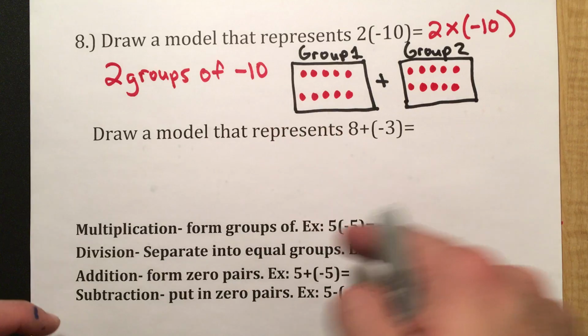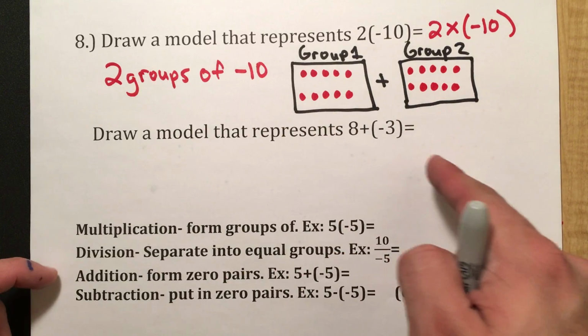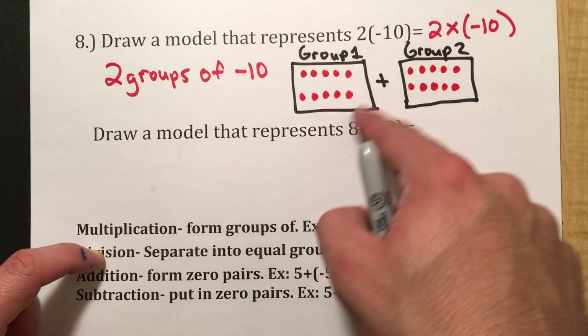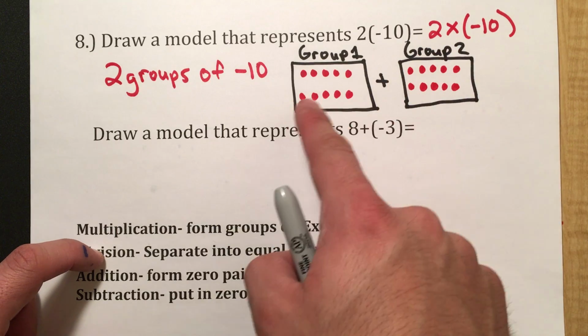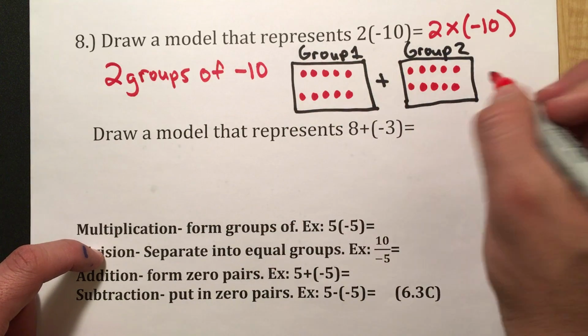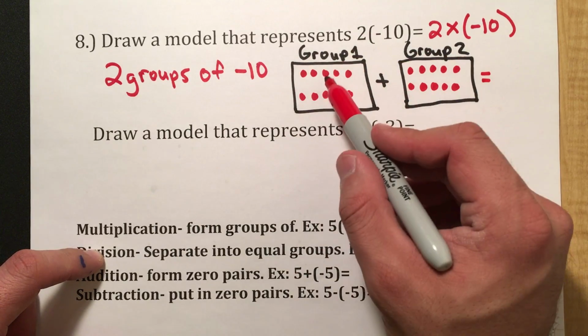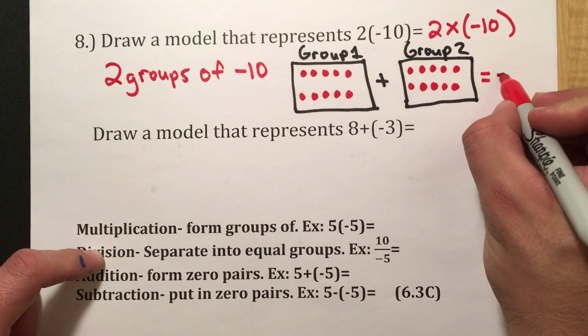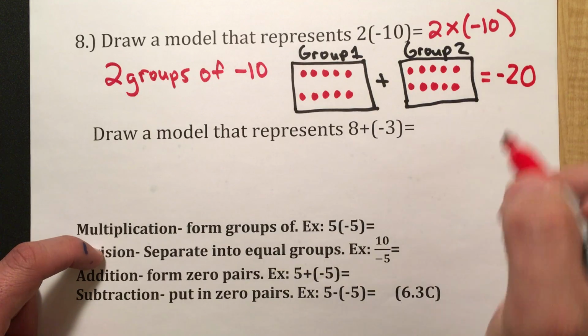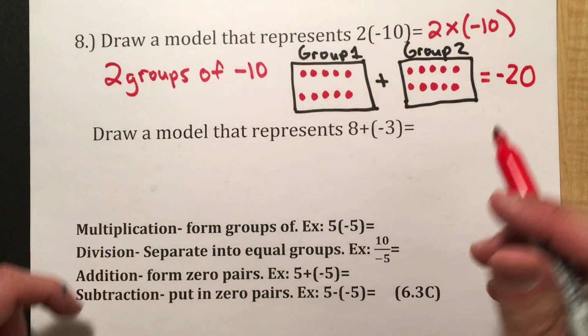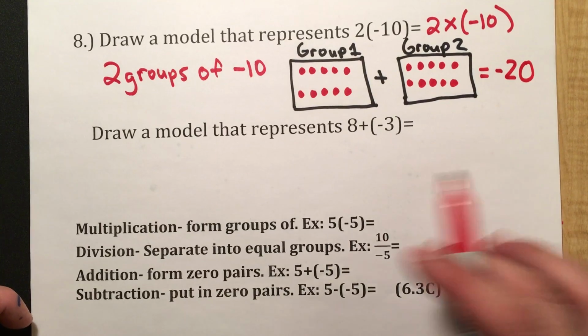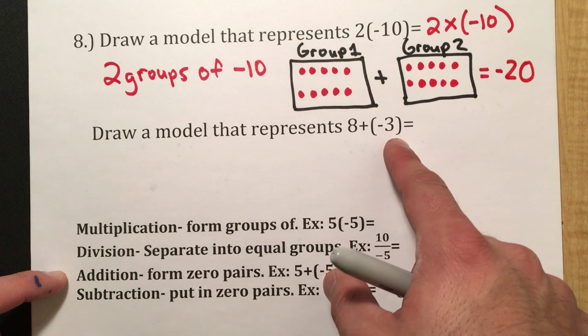So now I have represented using a model two groups of negative 10. Here's group 1, here's group 2, and we have 10 negatives in each group. And if we were to combine all of our negatives, we would have a total of negative 20. Negative 10 plus negative 10 would be negative 20. Okay, pretty simple, right? Here you're being asked to draw a model that represents 8 plus negative 3.